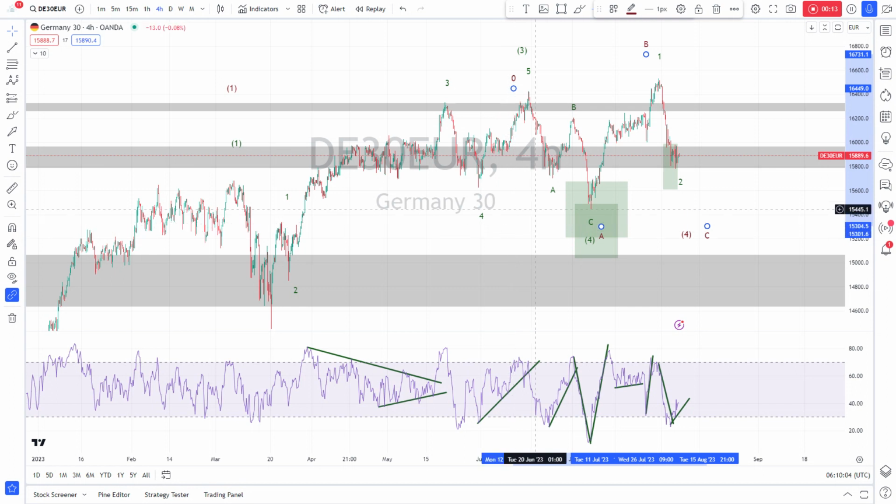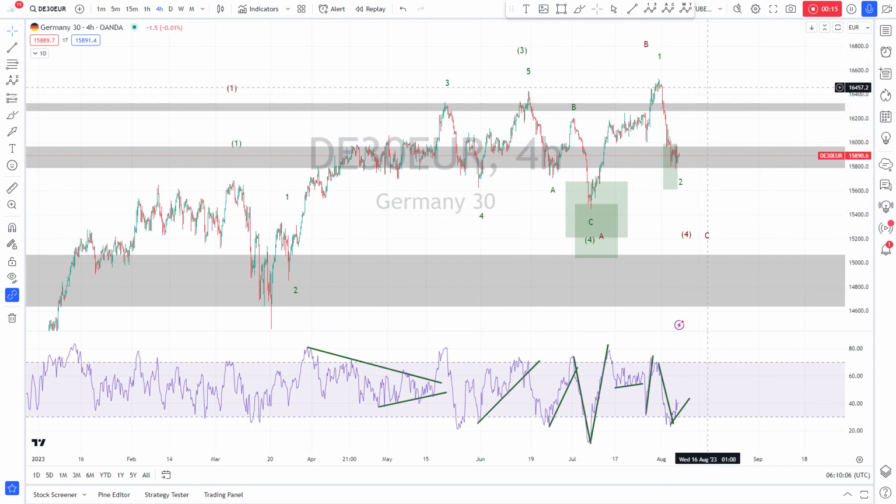So in my weekend analysis, I explained that I'm looking now at two scenarios. They're also indicated here on the graph. If you want more details on this, please have a look at that video.